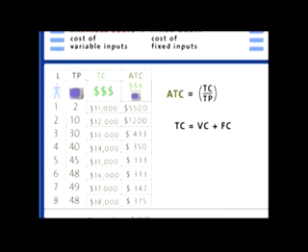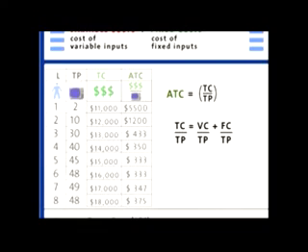Divide both sides by the total number of televisions produced, that is the total product, and you get this. Total cost divided by total product is equal to variable cost divided by total product plus fixed cost divided by total product. But you know what these two terms are. Each of these terms has its own definition.